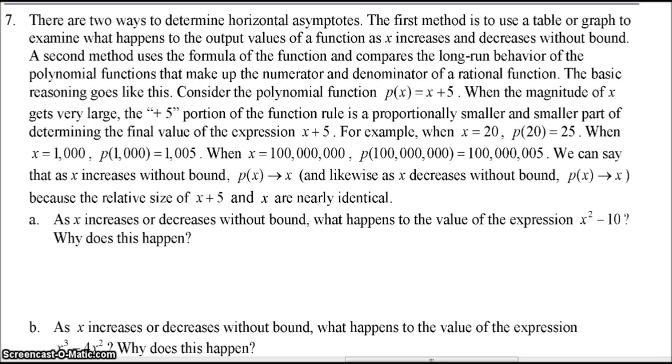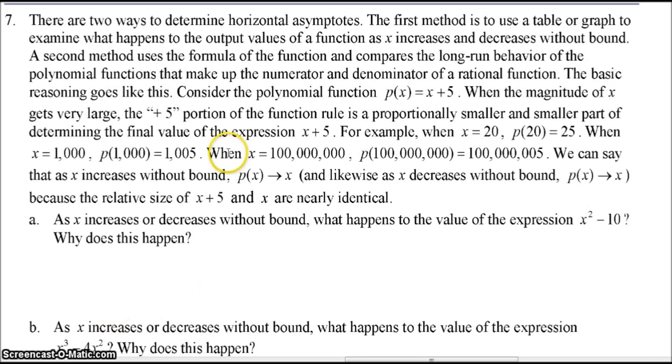Consider the polynomial function p of x equals x plus 5. When the magnitude of x gets very large, the plus 5 portion of the function rule is a proportionally smaller and smaller part of determining the final value of the expression x plus 5. For example, when x equals 20, p of 20 is 25. When x is 1,000, p of 1,000 is 1,005. When x is 100 million, p of 100 million is 100 million and 5. And we can say that as x increases without bound, p of x approaches x.